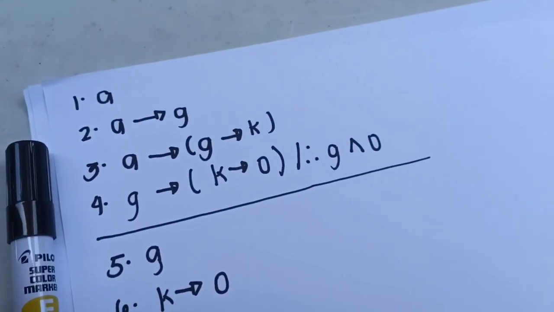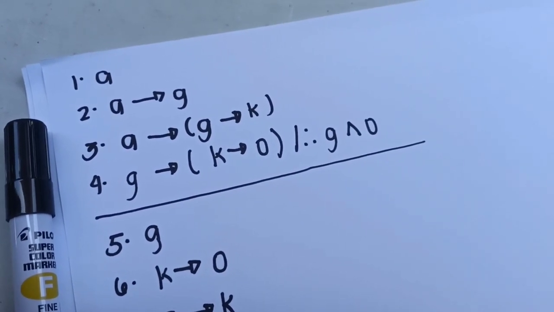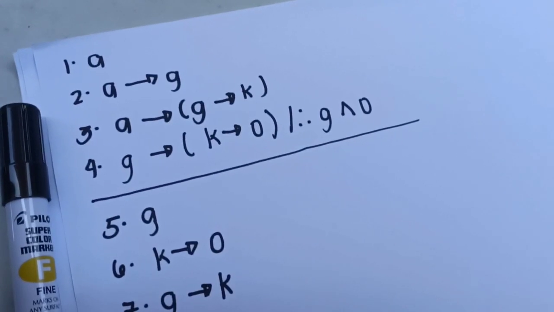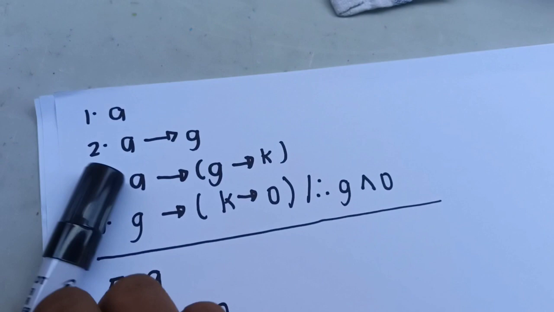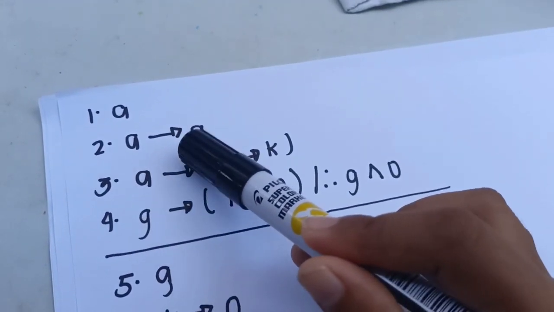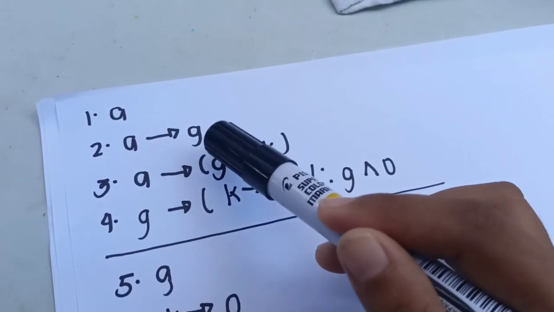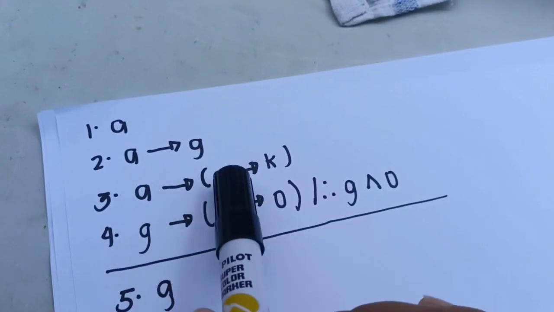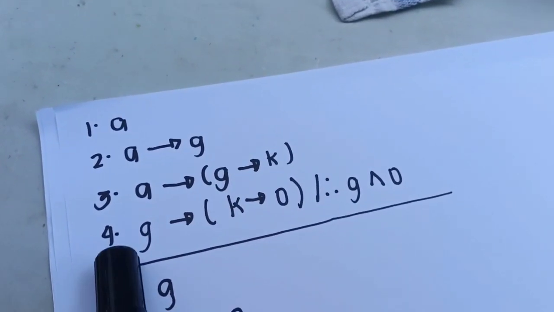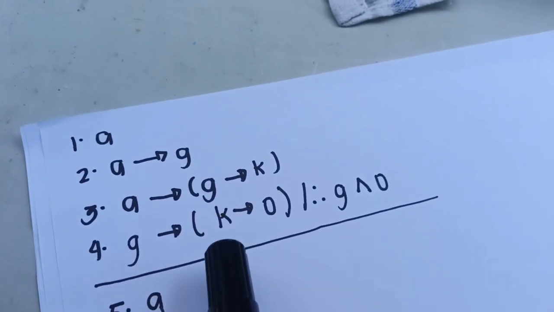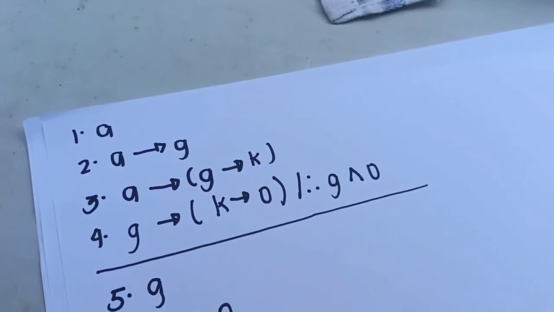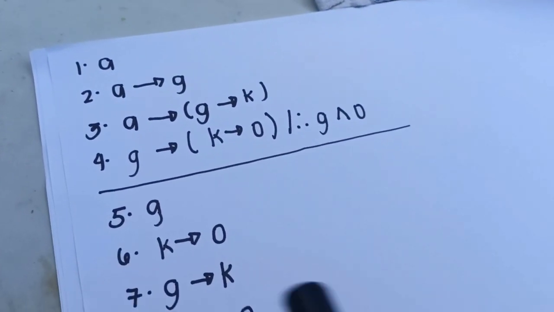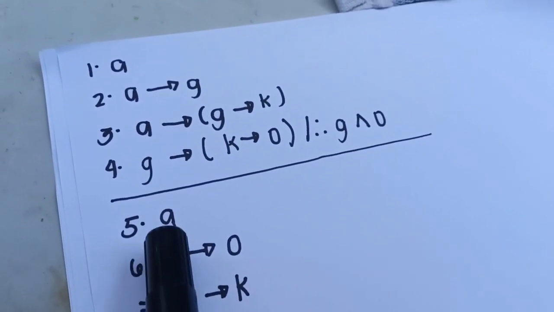So here in our example, we are going to give justification in our argument to make it valid. We will also give the rules that are being used here. So, number 1, A. Number 2, A implies G. As you will notice here, it is a conditional statement. Number 3, A implies G implies K. Number 4, G implies K and K implies O, and therefore G and O. So, number 5, G. So, bakit nga ba naging G lang ito?